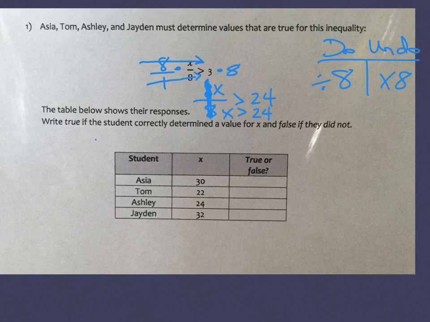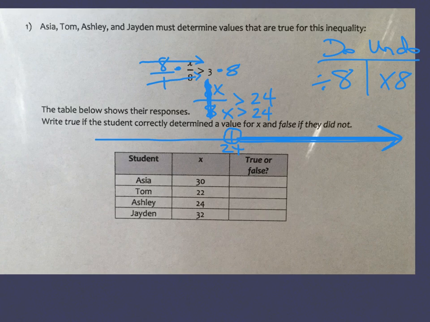So if I drew a number line, 24, x is greater than 24. So an open circle at 24, because 24 is not included, it's not greater than or equal, it's just simply greater than. And then I graph or shade on my number line all the values that are greater than 24.